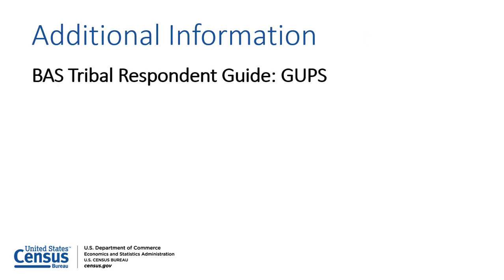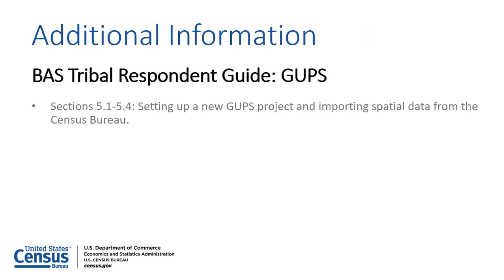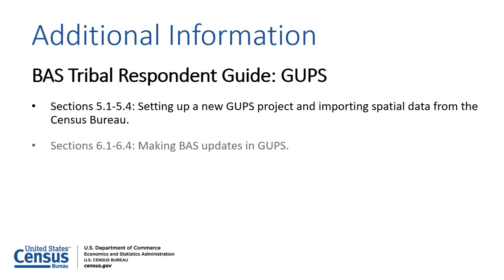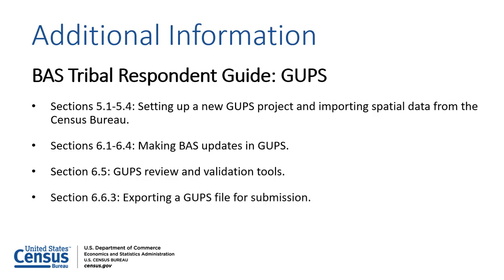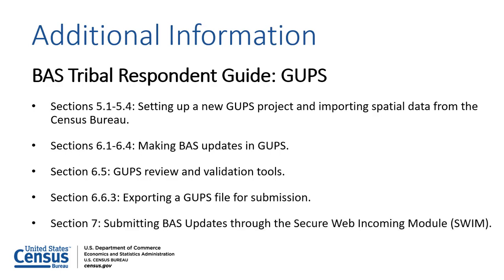For assistance using GUPS to create a Tribal BAS submission, refer to the Tribal BAS GUPS Respondent Guide. Sections 5.1 through 5.4 provide information on setting up a new GUPS project and importing Census Bureau partnership shapefiles. Sections 6.1 through 6.4 provide information on making BAS updates in GUPS. Section 6.5 provides information on using the GUPS review and validation tools, and Section 6.6.3 provides information on exporting a GUPS file to submit to the Census Bureau. Section 7 provides information on submitting files to the Census Bureau through the Secure Web Incoming module, or SWIM.